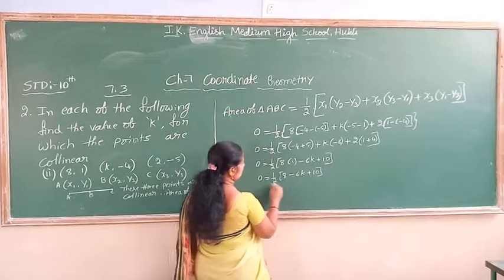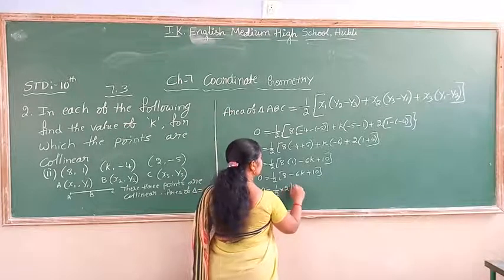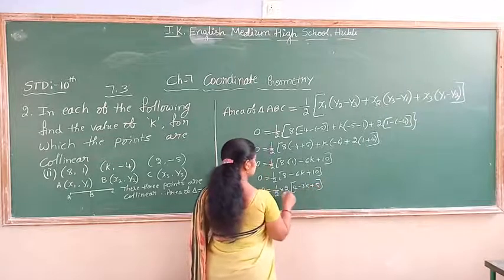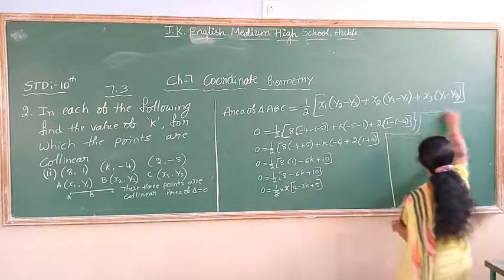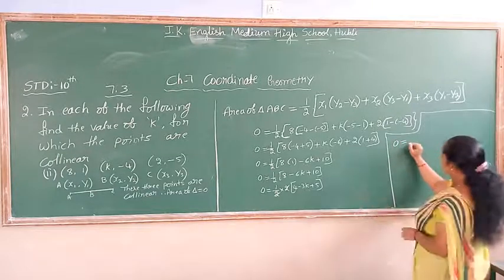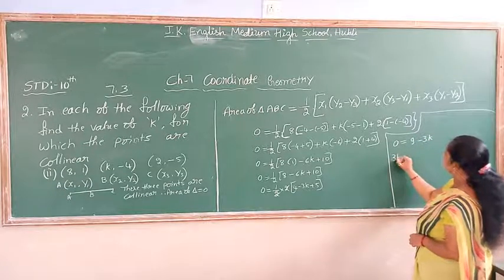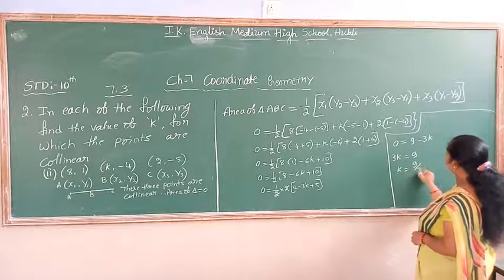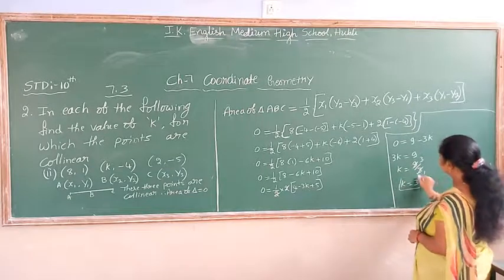You observe that in all these 3 terms, 2 is common. I can take out 2 as common: 2 fours are 8, 2 threes are 6, 2 fives are 10. So the 2 gets cancelled. Then if I simplify, I get 0 is equal to 4 plus 5 is 9 minus 3k. Minus 3k, if you take it to this side, becomes plus 3k. 3k is equal to 9. k is equal to 9 by 3. 3 ones are 3, 3 threes are 9. So I got the value of k as 3.